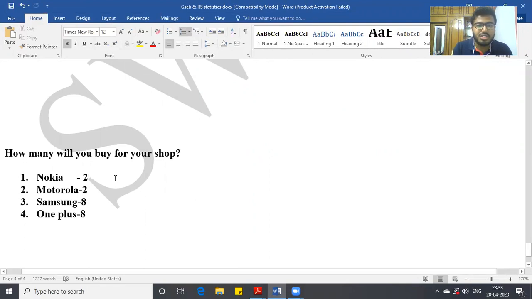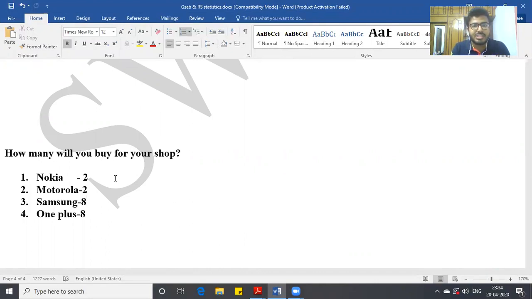So according to the demand, Nokia will be bought only 2, Motorola also 2, but Samsung and OnePlus are going in a heavy way. So that's why they will buy 8 Samsung and 8 OnePlus. So this is basically the mode. Whichever is the maximum quantity, they will try to sell and buy that quantity. So that is what the mode means.